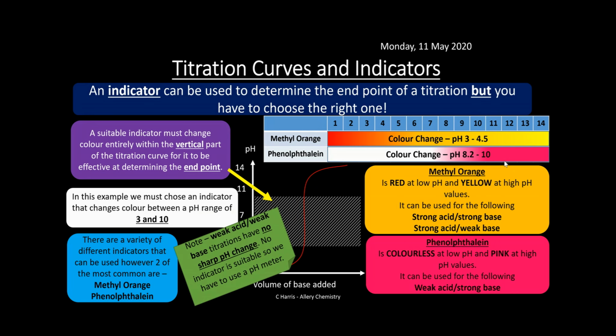So notice with weak acid, weak base titrations, they have no real sharp pH change. It's really difficult. So an indicator isn't suitable here because an indicator could change beyond the endpoint or before it, which is not really ideal. So what we must do for these types of titrations is either avoid them because they're not great, or we use a pH meter and we plot a graph like this.